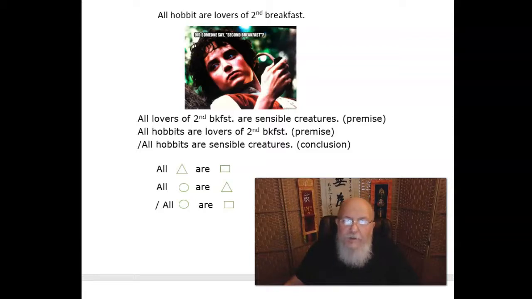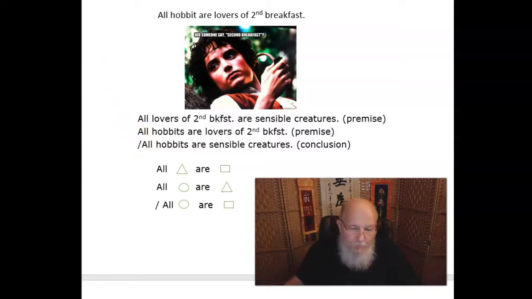Now, these statements, such as all hobbits are lovers of second breakfast, could then become the building blocks of categorical arguments, what he called syllogisms, such as the one I have for you here. All lovers of second breakfast are sensible creatures. All hobbits are lovers of second breakfast. Therefore, all hobbits are sensible creatures.